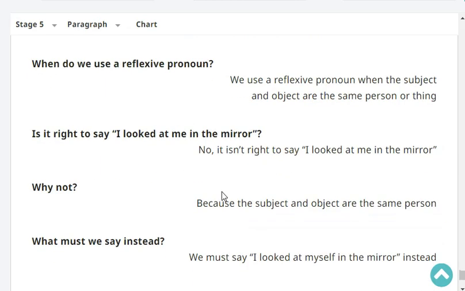When do we use a reflexive pronoun? We use the reflexive pronoun when the subject and the object are the same person or thing.